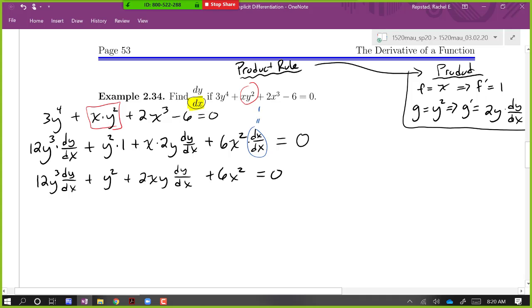We want to solve for dy dx, and we can do this. This equation is almost linear in dy dx. The techniques we're going to use to solve for dy dx are just like the techniques we would use to solve a linear equation. I'm going to get all my dy dx's on one side and everything else on the other side, and then we'll combine like terms and do some division. So we can subtract y squared and subtract 6x squared from both sides.